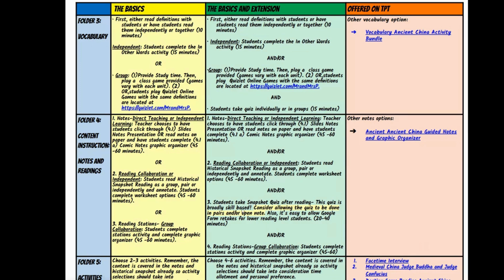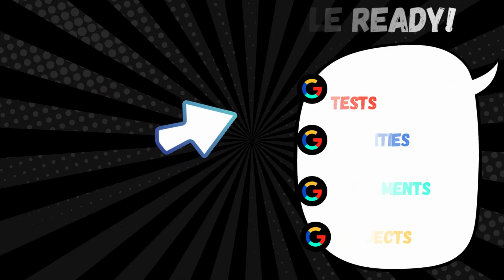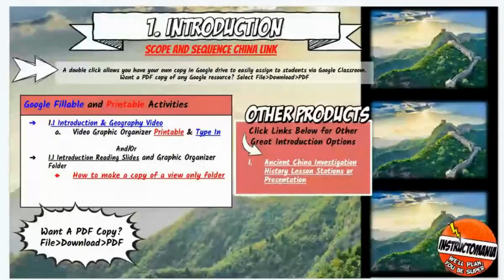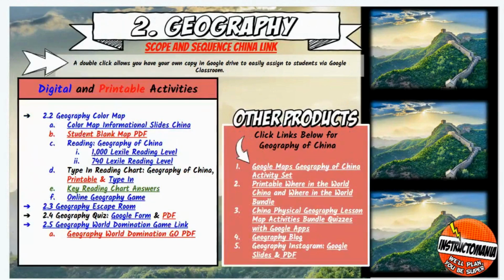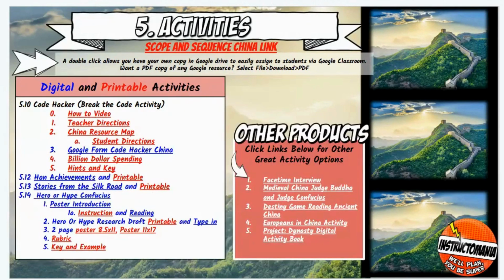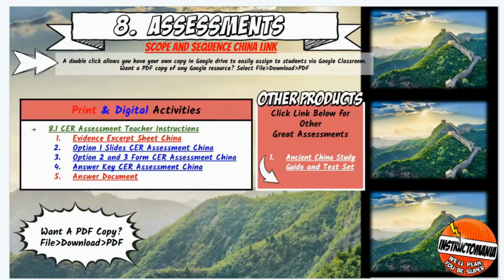Now let's navigate to the link table of contents to see what these elements look like. Alright, something to note is that our link table of contents is set to view only. We do that so that if we make edits, you have a fresh copy immediately. Also, you'll note that the link table of contents is set up just like the scope and sequence with introduction, geography, vocabulary, notes and readings, activities, big ideas, or review, warm-ups, and assessments.